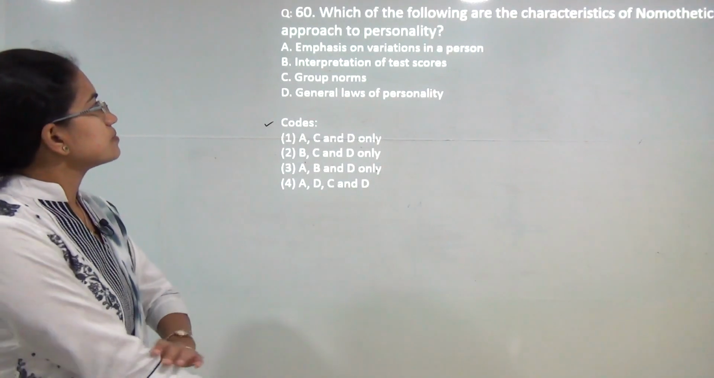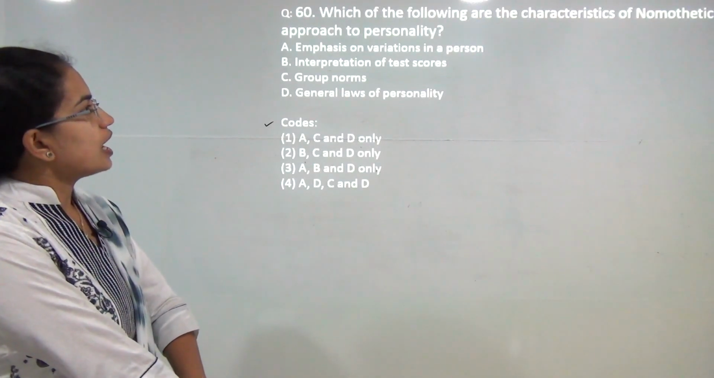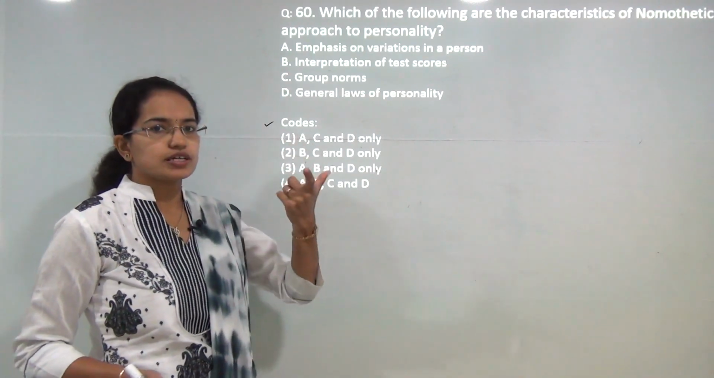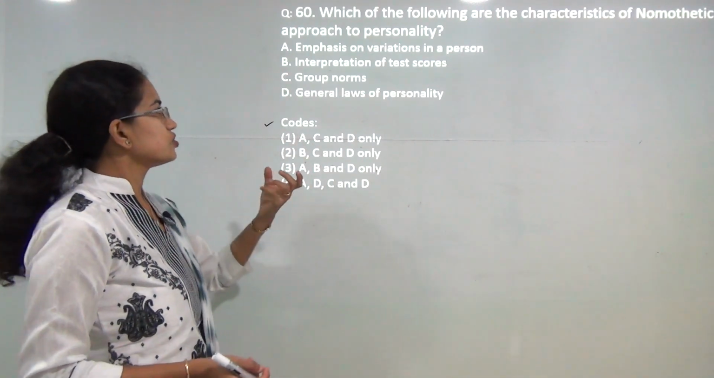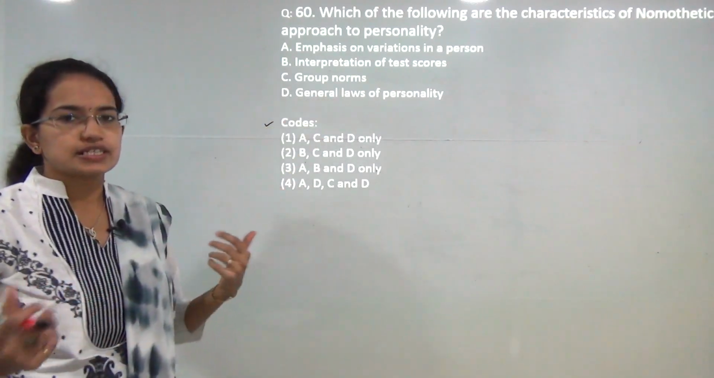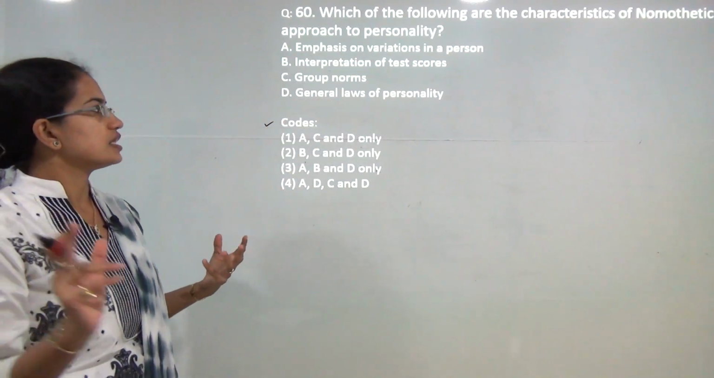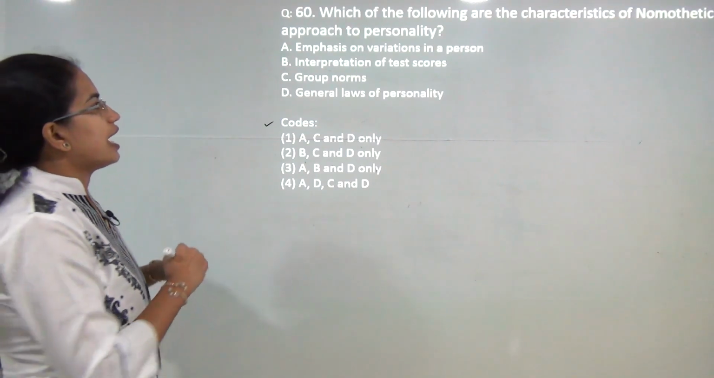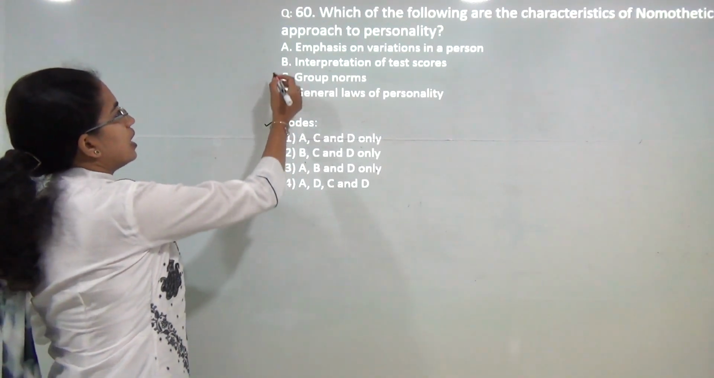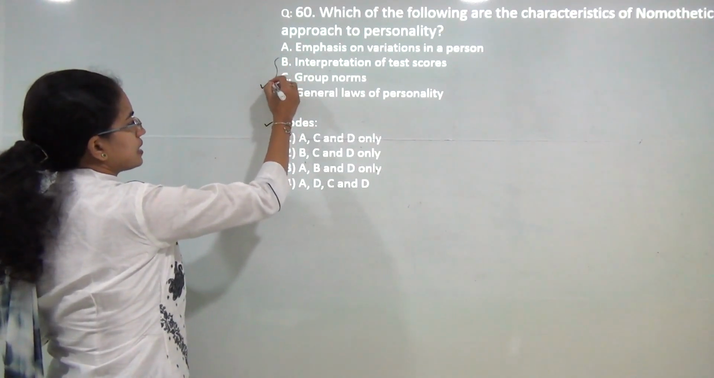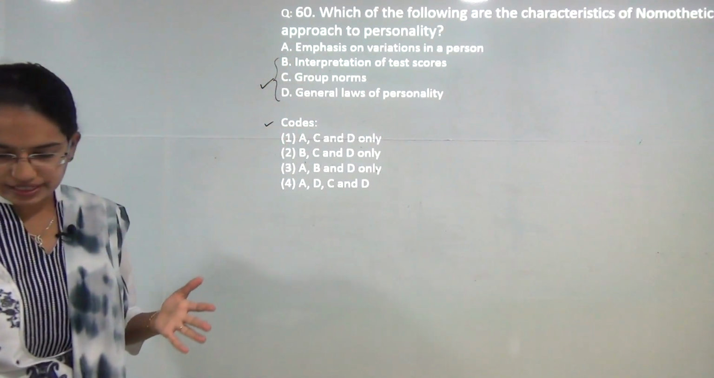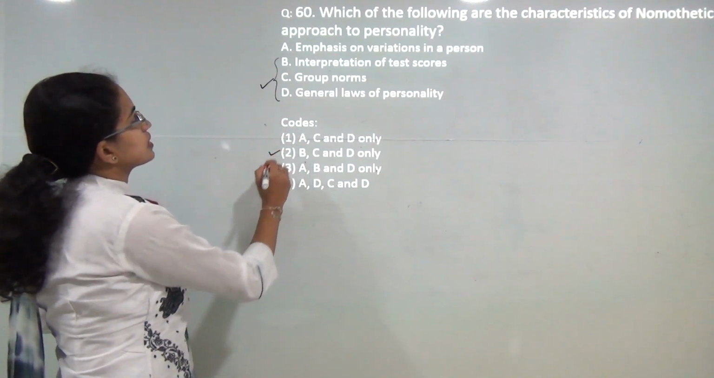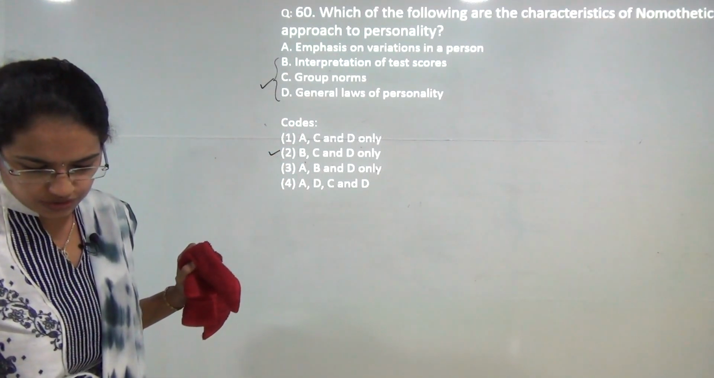Now next question. Which of the following are the characteristics of the nomothetic approach to personality? Nomothetic, the word itself means law making. So it's general laws of personality that you are talking about, the group norms and the interpretation of the test scores. Emphasis on variations in the person is incorrect. So you have B, C and D as the correct options here. So 2 would be the correct answer. Next question.